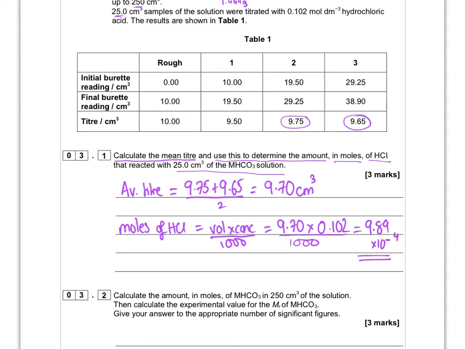For this question, you get 1 mark for identifying the 2 concordant titres, either on the table or in your calculation. Another one for getting the correct average, and then a final one for working out the moles.